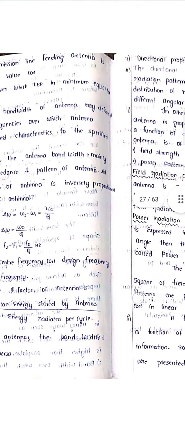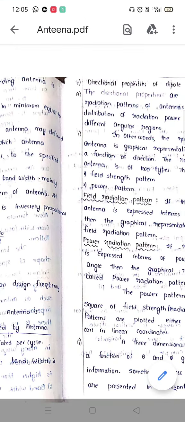Q factor of an antenna is defined as 2 pi times the total energy stored by the antenna divided by the total energy radiated per cycle. Thus for a low Q antenna, the bandwidth is high. Low Q value means energy radiated per cycle is more, so bandwidth will be more, and vice versa. Okay, thank you.